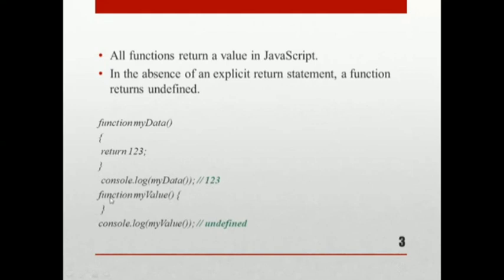Here you can see another function, function myValue, without any return statement. If we print it with console.log(myValue()), you can see that in this function there is no body and no return statement, and we are going to print that function here. Since there is no return statement, it will give output as undefined. See the differences between these two functions: the function with a return statement and the function without a return statement.